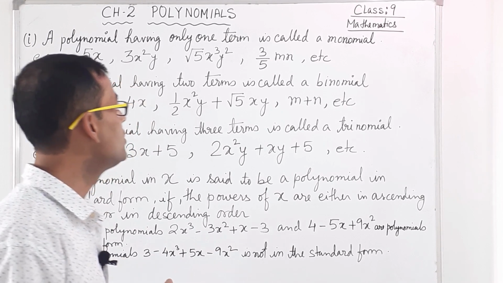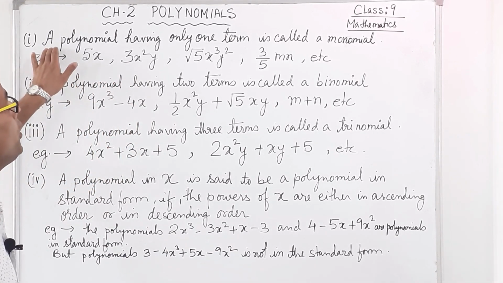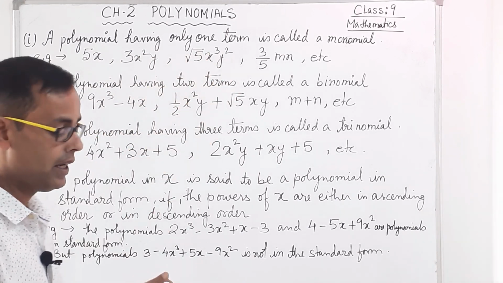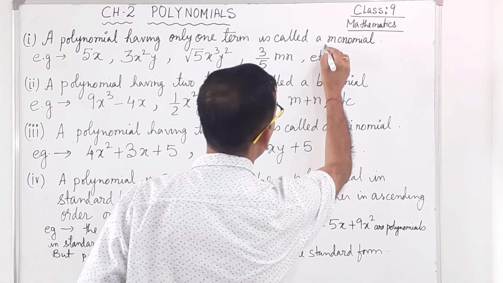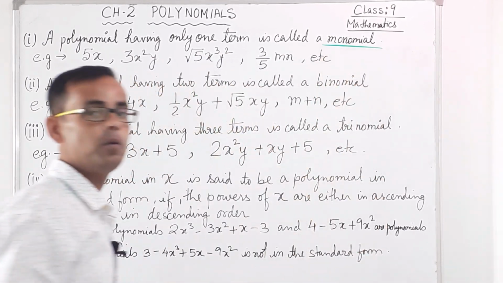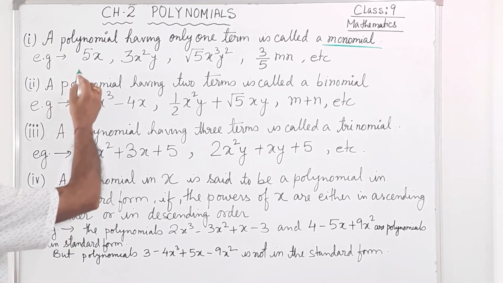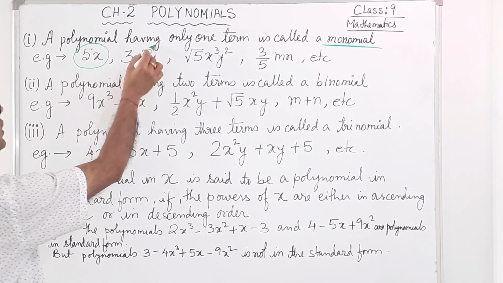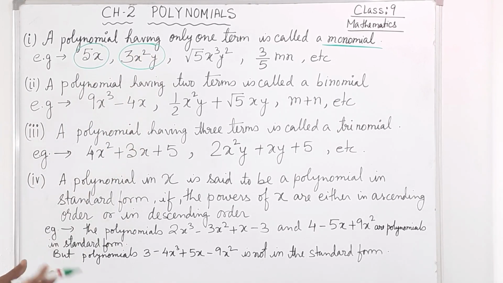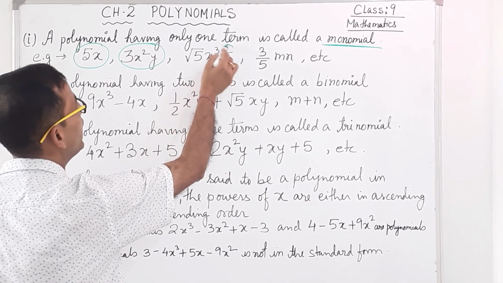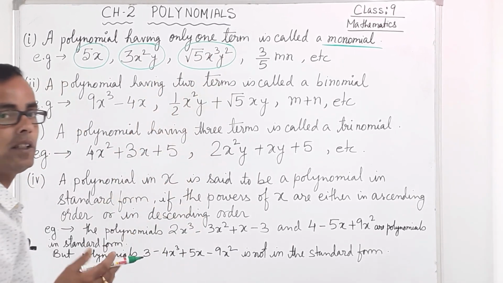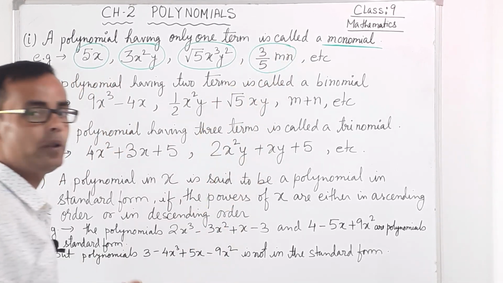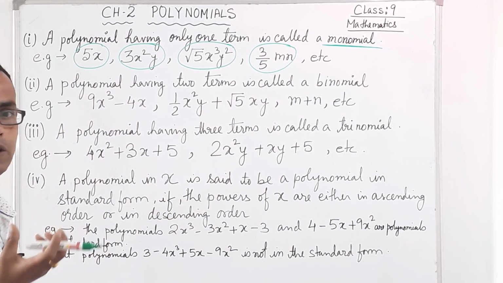So now a polynomial having only one term, if it has only one term, it is called a monomial. It is known as monomial. Many examples I have written. See, this is 5x, only one term. Another one is 3x square y. This is also a monomial. Root 5 x cube y square, this is also a monomial. 3 by 5 mn, this is also a monomial, because only one term is there.